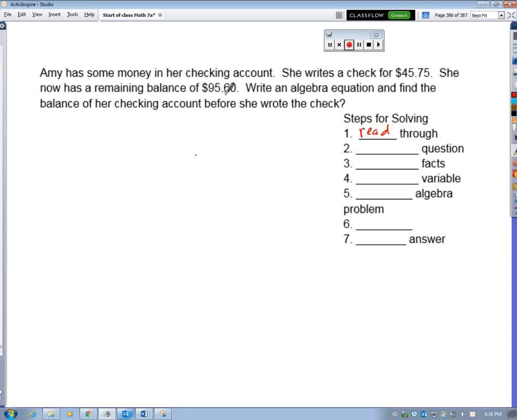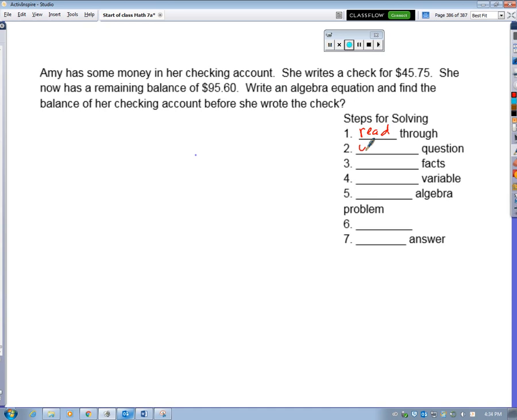So you can picture that going on. She has an account. She wrote a check. Money went out because that means money is leaving your account when you write a check. Now she has this much money left. Write an algebra equation and find the balance of her checking account before she wrote the check.